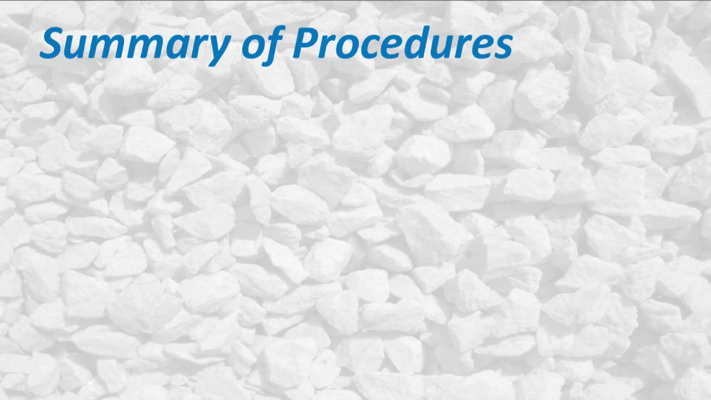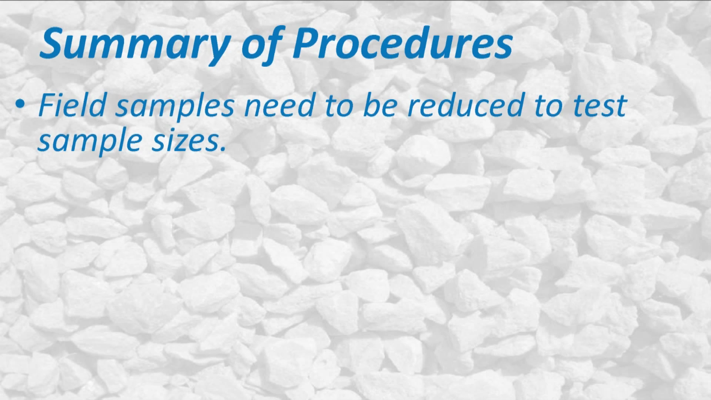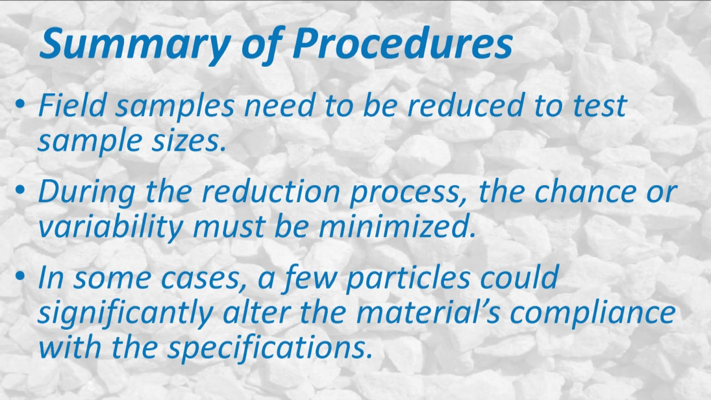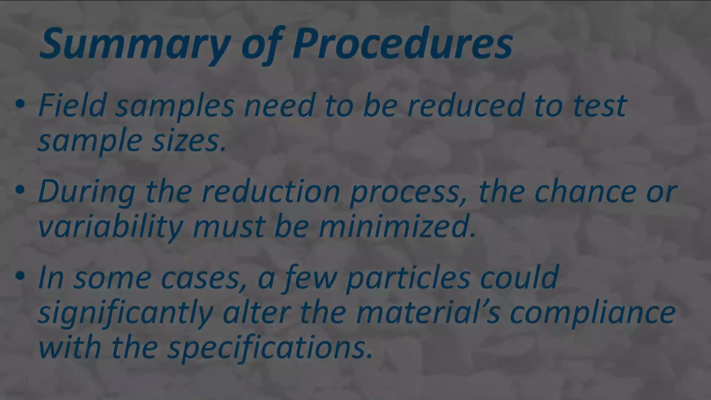Aggregate and other materials sampled in the field need to be reduced to appropriate sizes for testing. Therefore, it's necessary to reduce field samples while minimizing the chance of variability during handling. In some instances, a few particles on a given sieve might affect a gradation significantly enough to alter an interpretation of the field sample and subsequently the entire material's compliance with specifications.